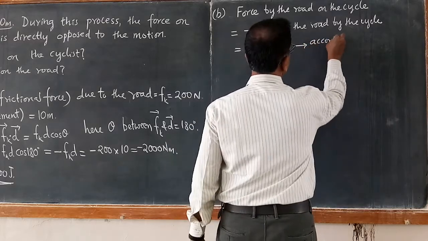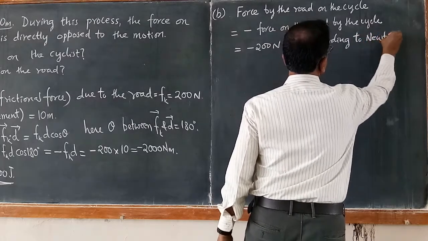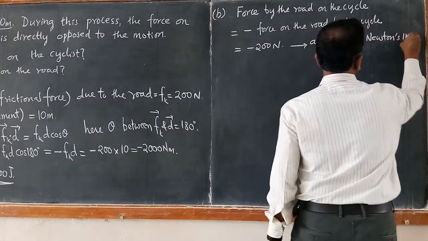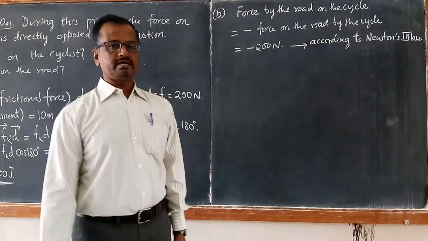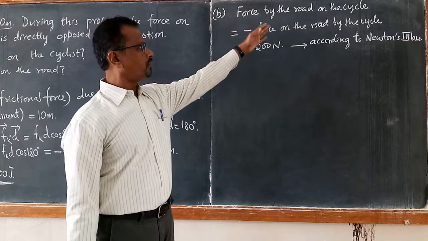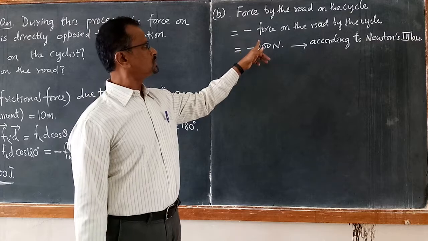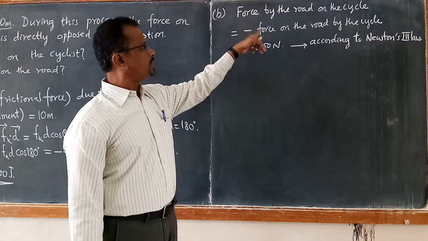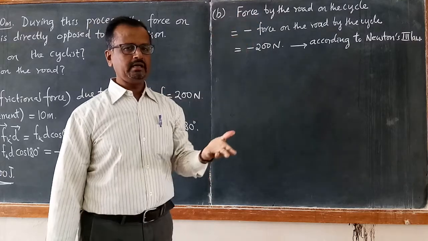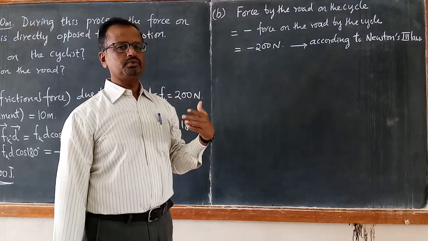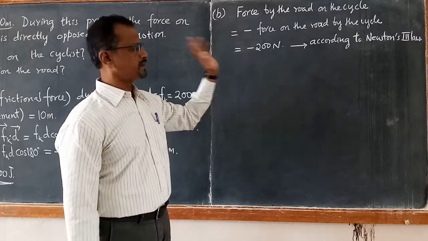According to Newton's third law, for every action there is an equal and opposite reaction. Force on the road by the cycle must be equal and opposite to force by the road on the cycle. Once again, force by the road on the cycle tire must be equal and opposite to force by the cycle on the road. Therefore, it is minus 200.